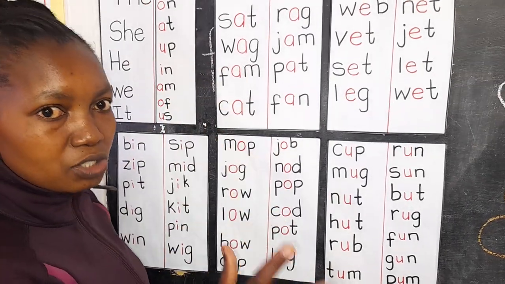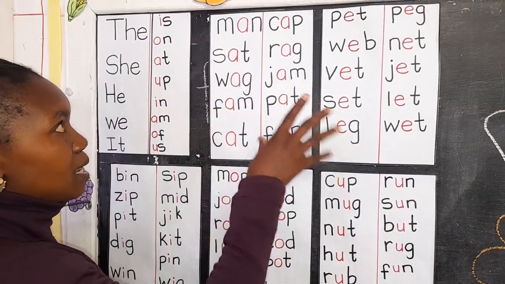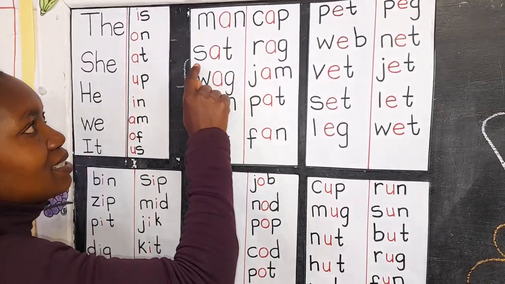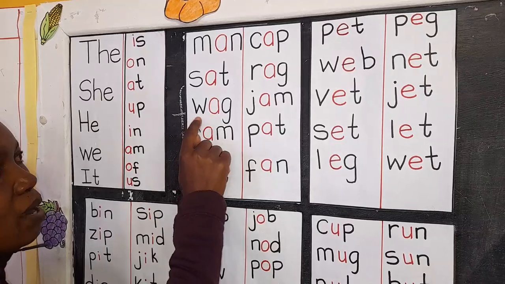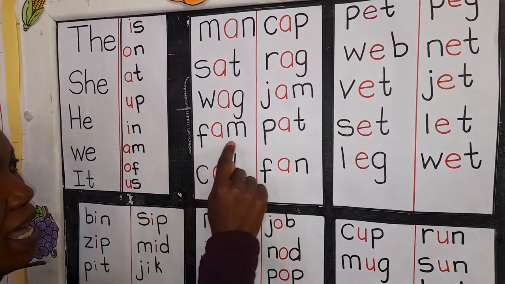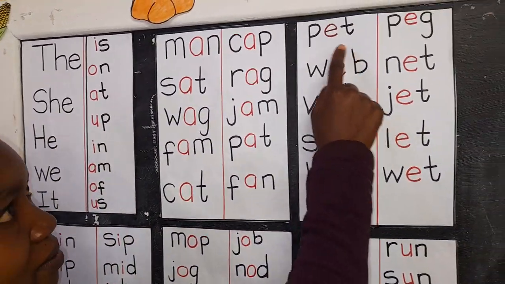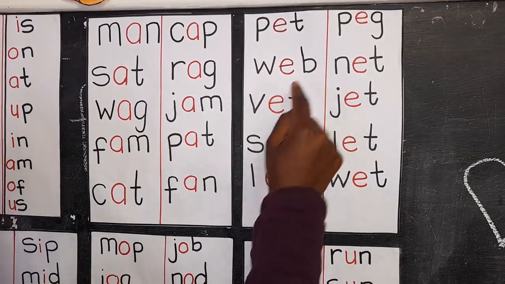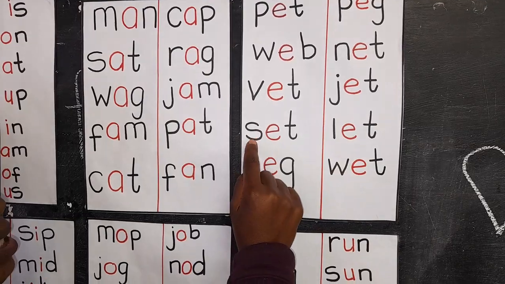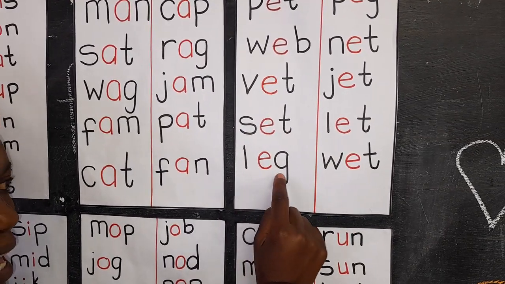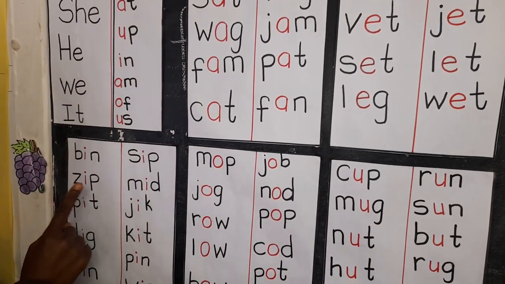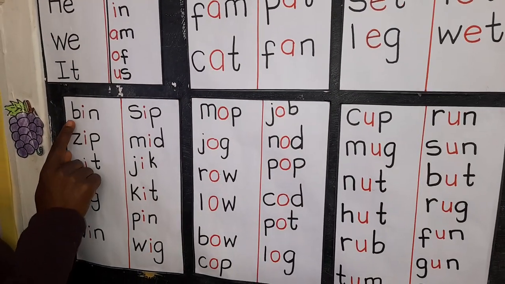We are not going to read all of them, but we read some. Here we're having man, set, work, fan. Let's continue and read those ones. Pet, web, vet, set, leg. Now let's continue and come to these ones which are having E in the middle.